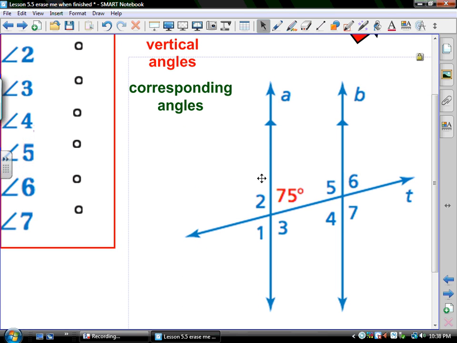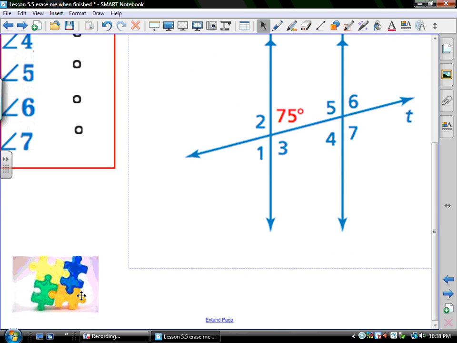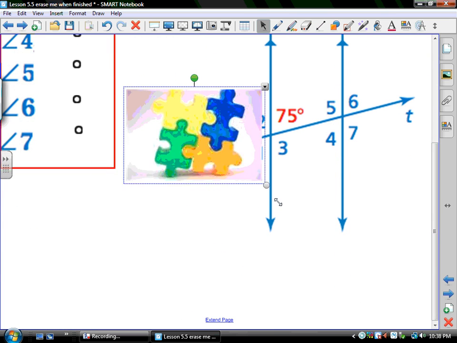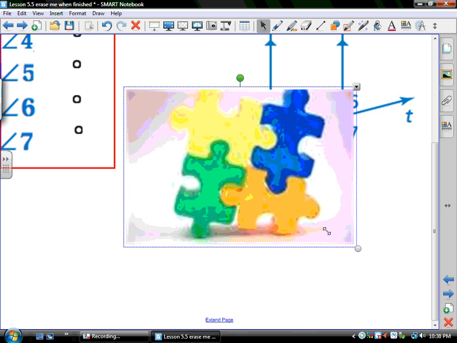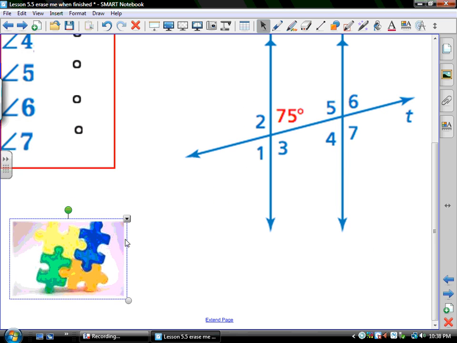If you're at home watching this podcast, pause it, draw the picture, and then restart the podcast and see if you can answer correctly. All right, remember we talked about a puzzle? Guys, this is like a puzzle. I'm going to start with one piece, try to put the rest of the pieces together.